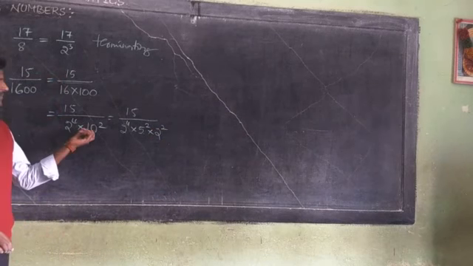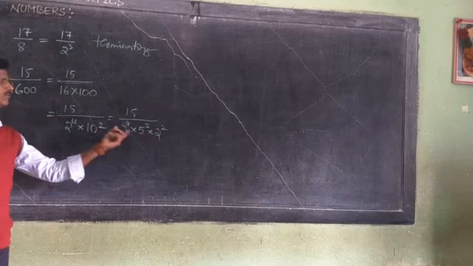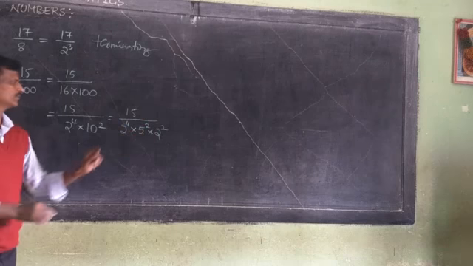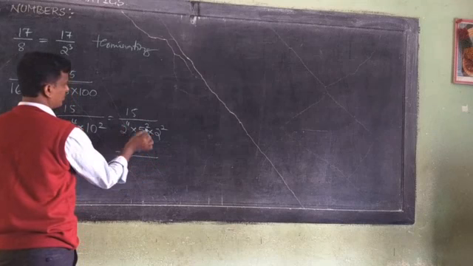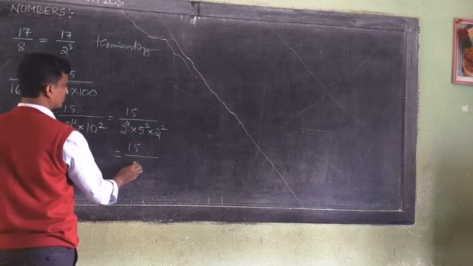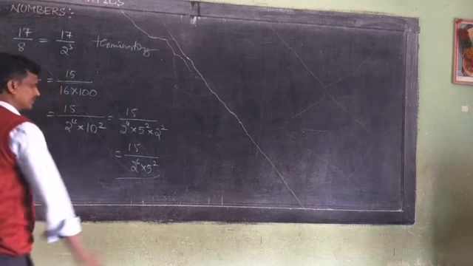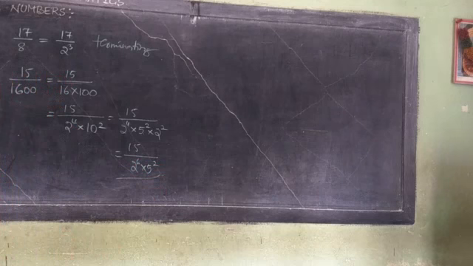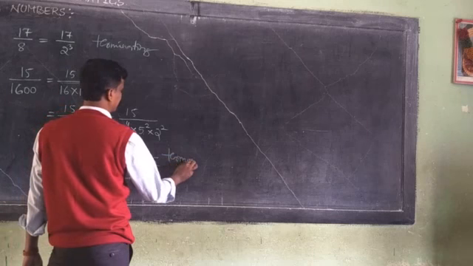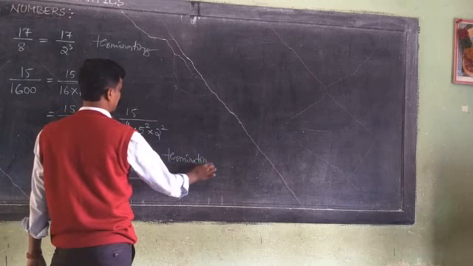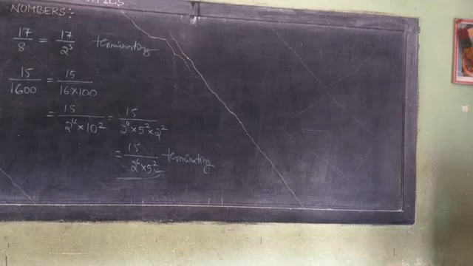Because 10 can be written as 5 into 2, 10 to the power of 2 means 5 to the power of 2 into 2 to the power of 2. That is equal to 15 divided by 2 to the power of 4 into 2 to the power of 2, which is 2 to the power of 6 into 5 to the power of 2. Therefore, this is a terminating decimal expansion, because the denominator is in the power of 2 and 5.